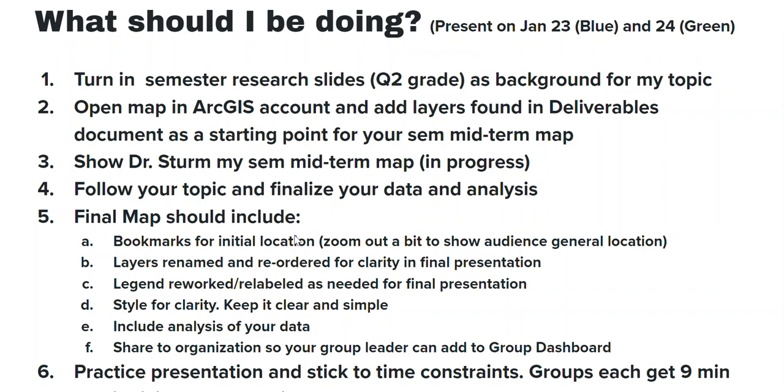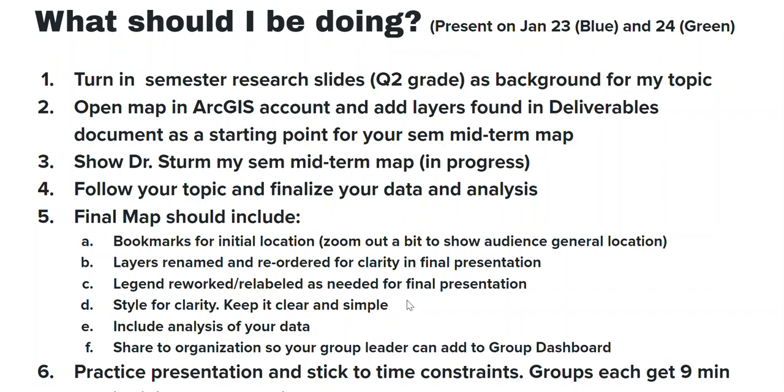Your final map, the best way to do this, bookmarks for initial location. I'll show you that in a second. You want to rename your layers, reorder them for clarity in your final presentations. You can go to the 3 dots by each layer and rename them for clarity. If you've made copies of each one and you filter one way and filter one another way, that's a great way to make clarity, because in the dashboard you'll be able to turn your layers on and off as you present different parts of your presentation.